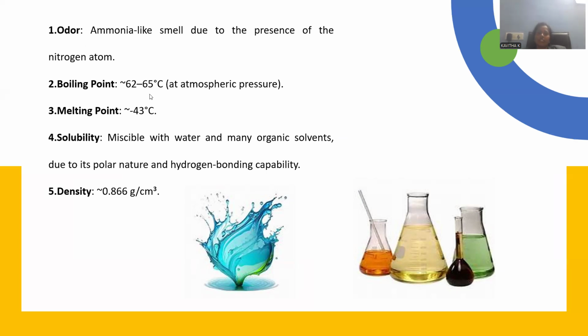Boiling point is 62 to 65, being a liquid compound, it will boil at 62 to 65 degrees under atmospheric pressure and melts at minus 43 degrees centigrade. If we go to minus 43 degrees centigrade, melting of this azetidine is possible. Solubility: being a polar compound, obviously it is soluble in water, and organic solvents are also able to dissolve this compound because of the carbon content. It is able to generate hydrogen bonding. Density is 0.866. It is less dense than water.